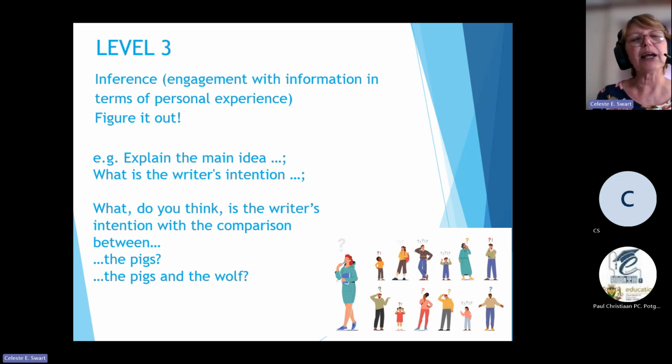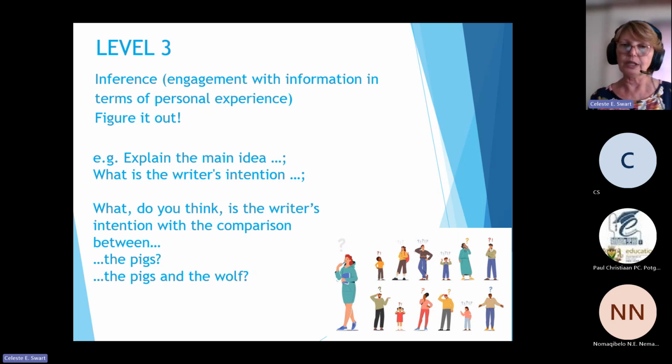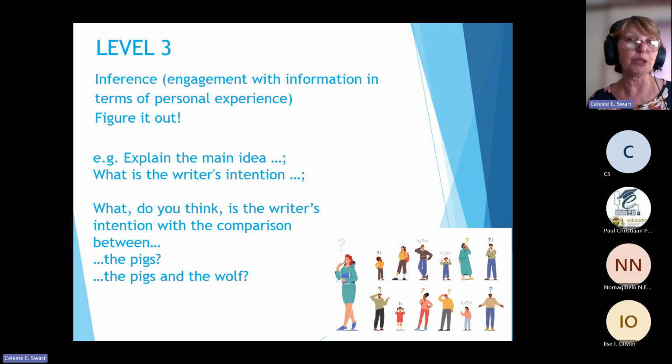So it could be something like, what do you think is the writer's intention with the comparison between the pigs? What do you think the writer would be trying to do there? He's trying to show you there are different materials, or they make different choices. And what's the comparison? Why is he given a comparison maybe between the pigs and the wolf? To show that the pigs are good, the wolf is bad, good always overcomes evil. That could be a moral lesson, but it could be something simple, like just about attitudes in life.